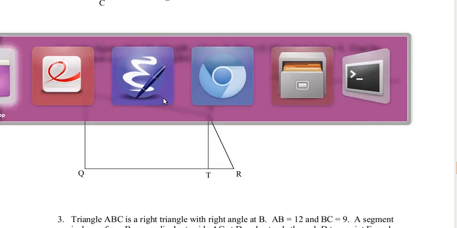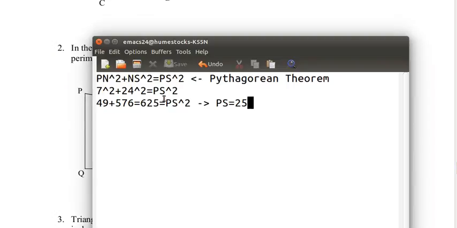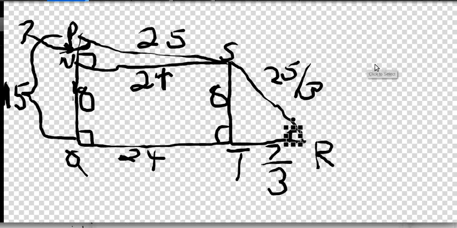I don't want to do the math out because we can just use a calculator. So, back to the drawing. Now, as we've just solved for PS, the hypotenuse, that's 25. So now we have PS, so that's part of our quadrilateral. We have PQ, we have QT, we have PS.